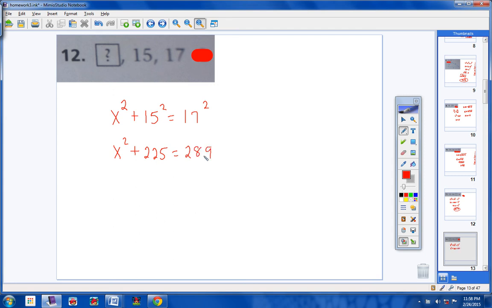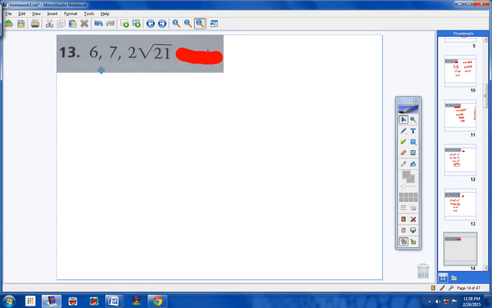Now bring the 225 over and make it negative. And you're left with 64. Take the square root of both sides. The square root of x squared is x, and the square root of 64 is 8. So the number that you need to make this a Pythagorean triple is 8. Okay, moving on to numbers 13 and 14 and 15 and 16.